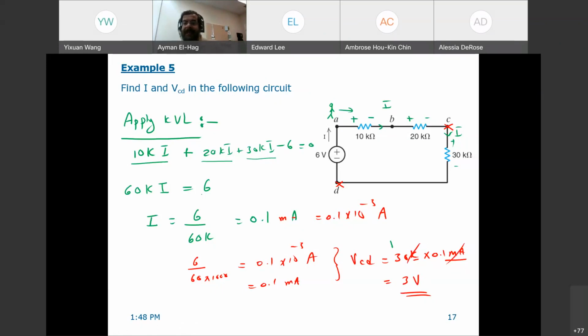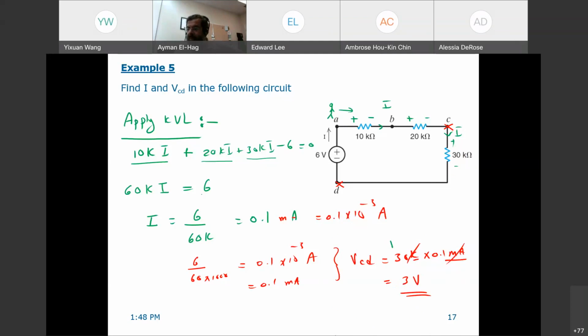Could you please repeat the last point? Okay, VCD is the voltage between C and D. This voltage is Ohm's law between C and D. What do we have? We have only the 30 kilo ohm. This is the only thing that we have. So it is the 30 kilo ohm times the current. The current is 0.1, Ohm's law. So as I said, you need KVL and Ohm's law to solve this question. So this will give me 3 volts. Okay, hopefully now this clarifies.